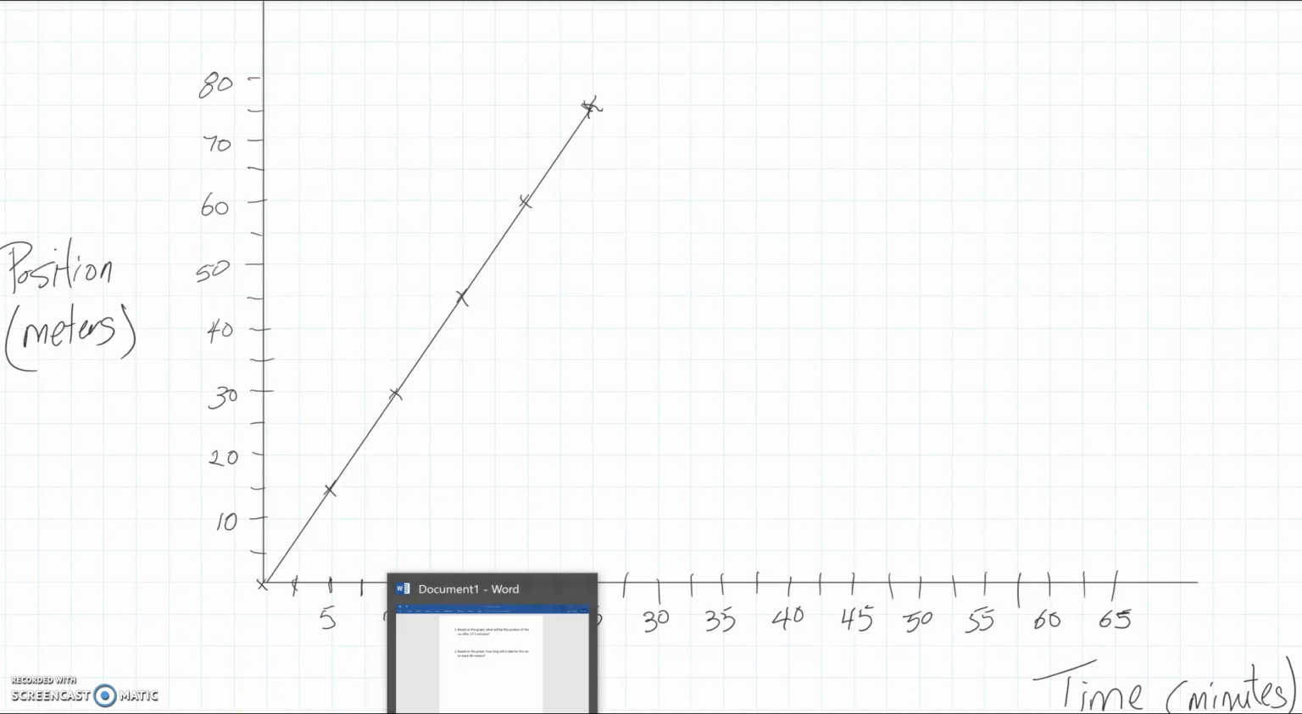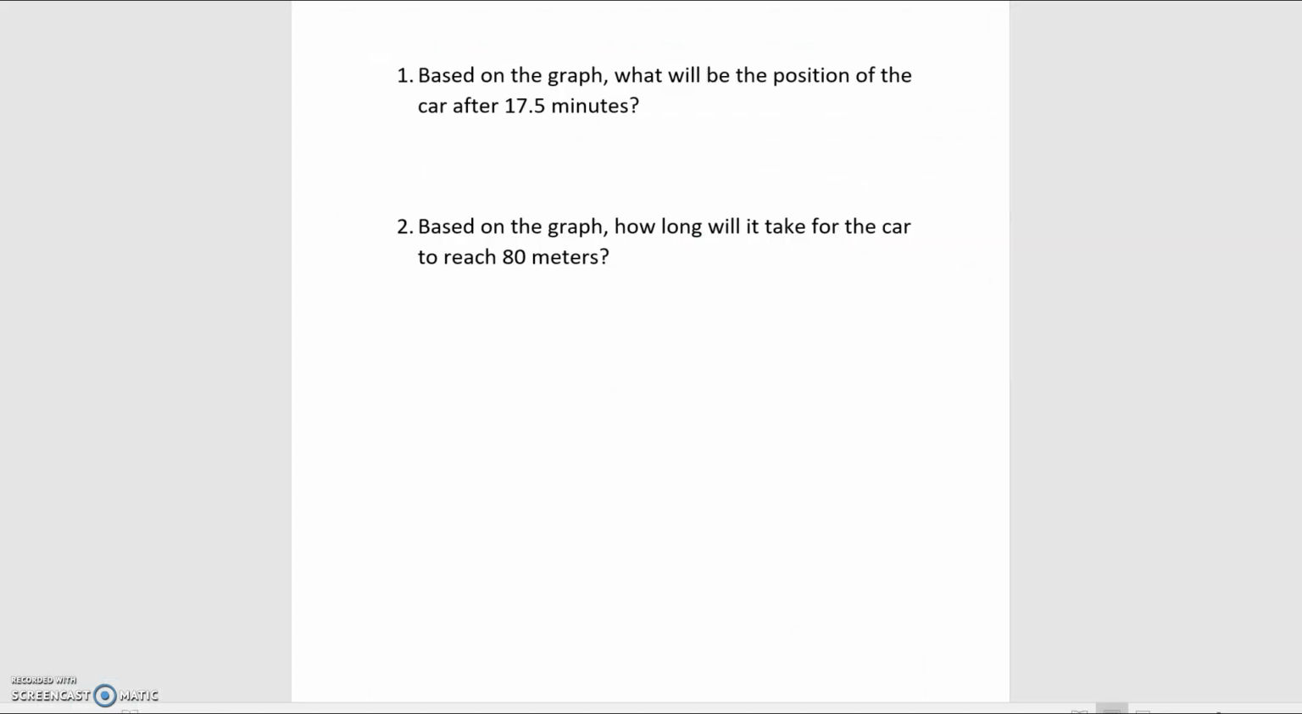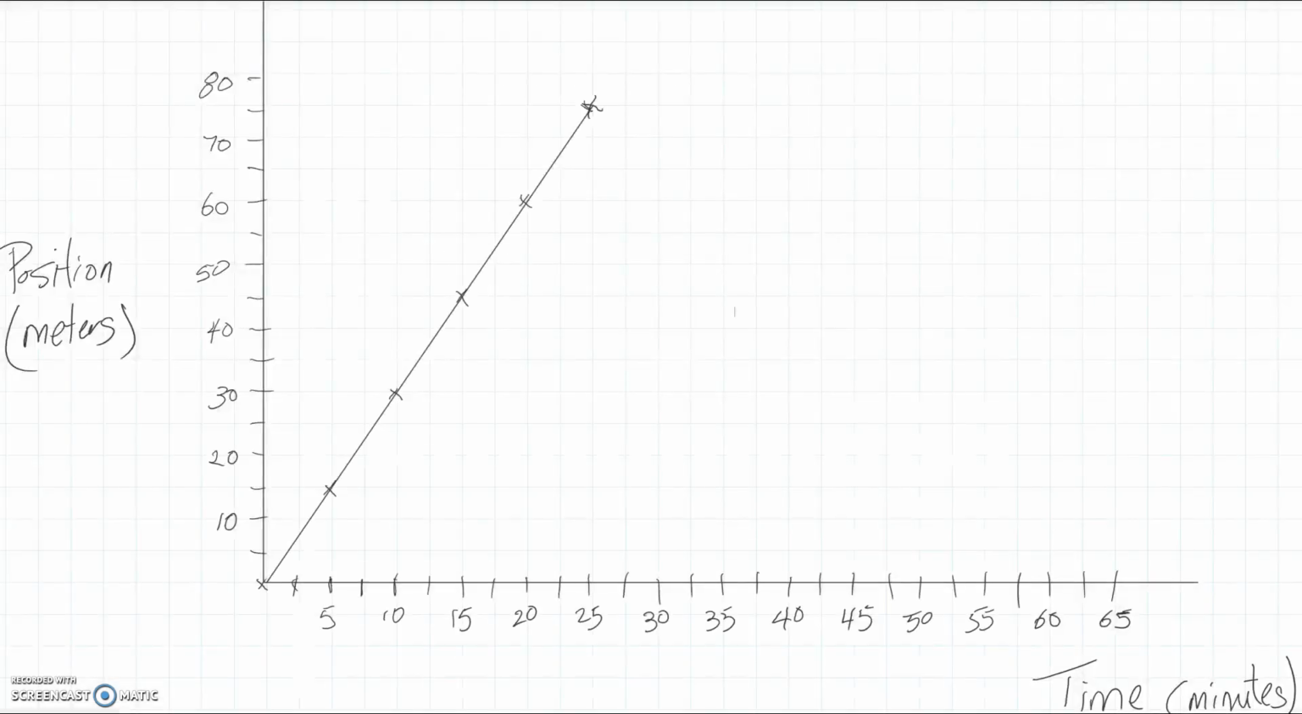So let's look at some questions. If we were to ask, based on the graph, what would the position of the car be after 17.5 minutes? This is how we would do that. So again, anytime a question asks you based on the graph, you have to show it in the graph, right? First, we need to find 17.5 minutes on our graph. If this is between 15 and 20, halfway between 15 and 20, this right here would be 17.5 minutes.